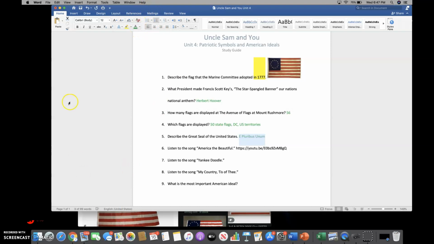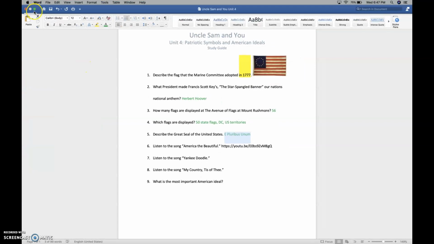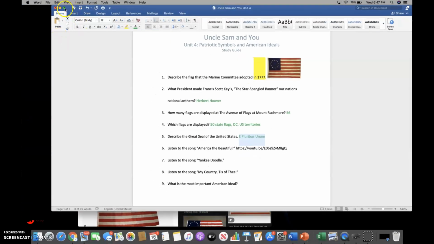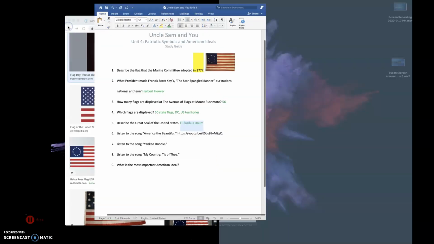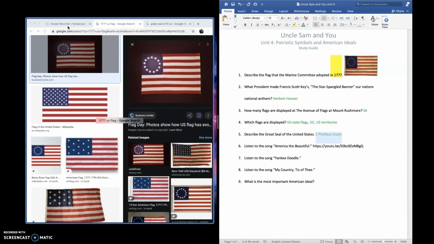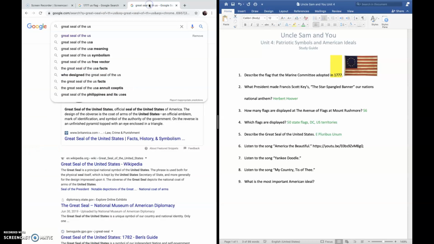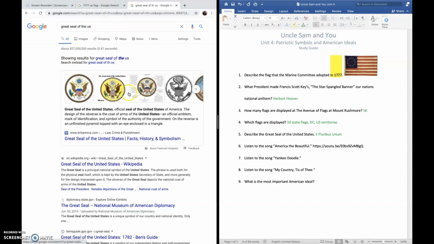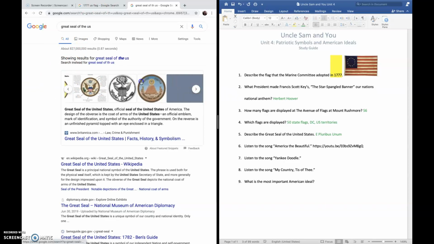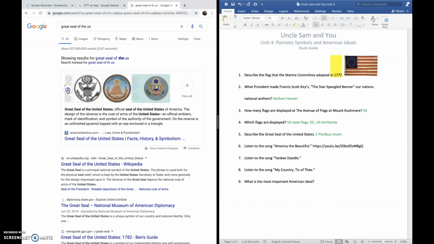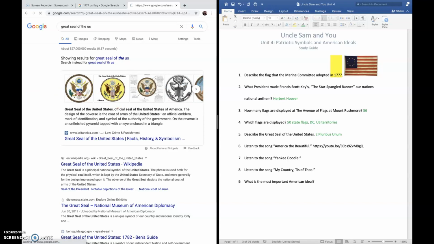I'm also going to insert an image, if my computer would cooperate with me. I'm going to insert an image here of the Great Seal, if I can find one. Okay, I like this one here. Let's see if I can get to it for you. I know you can see what I'm doing here.